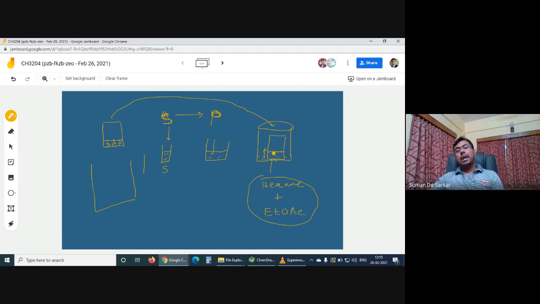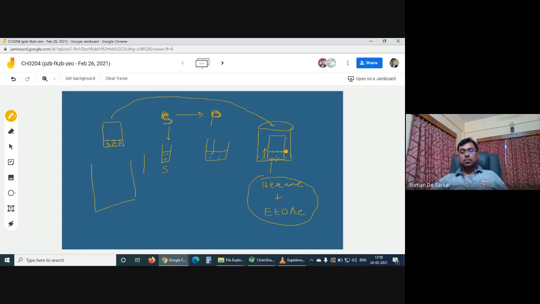It will drag these compounds. It will drag S, the starting material, with the solvent. The product will also be dragged with the solvent. And in the co-spot, it will drag both the starting material and product. Okay. So now basically the run starts. So you see here.